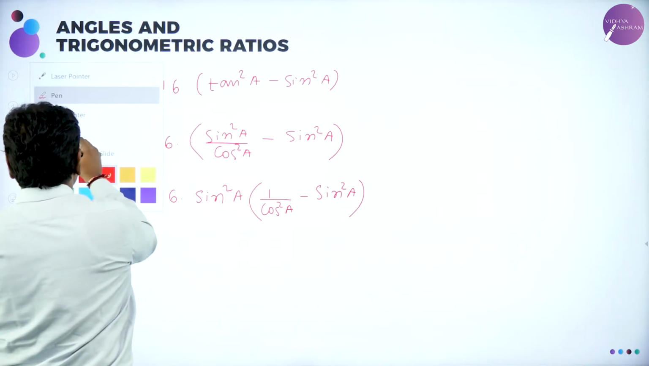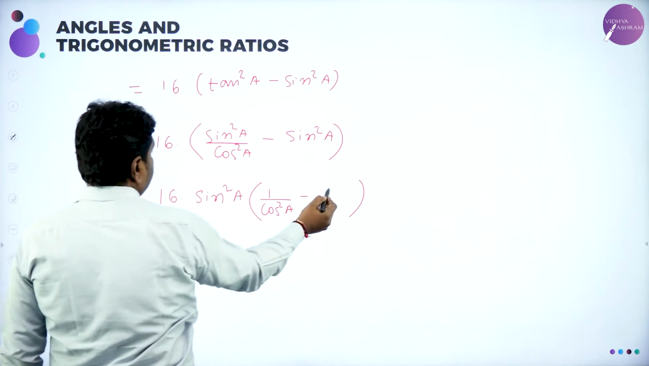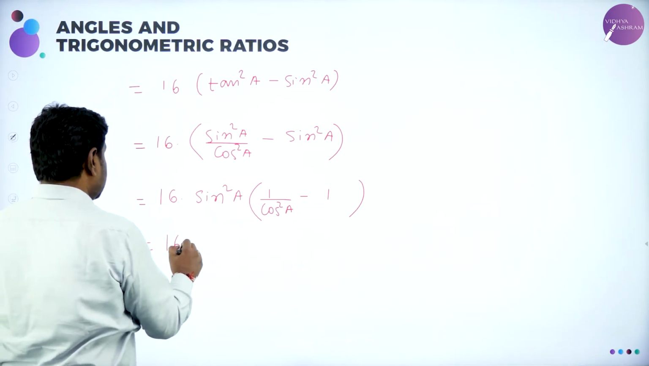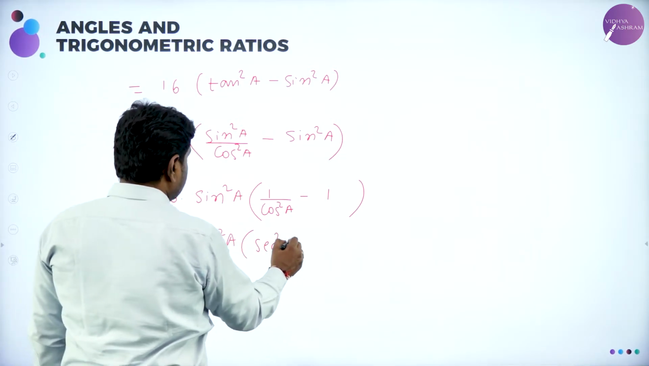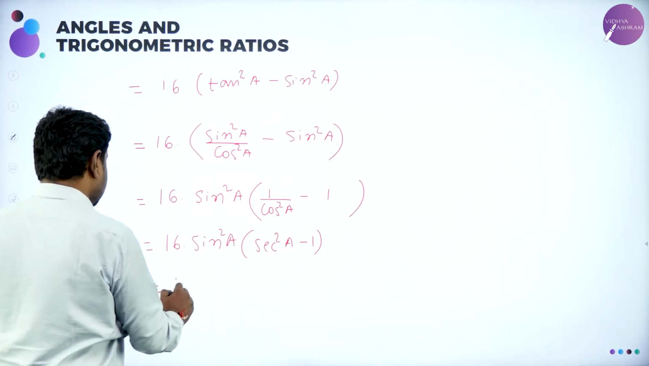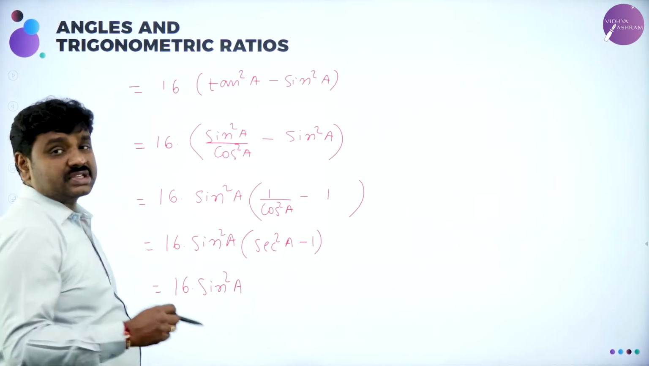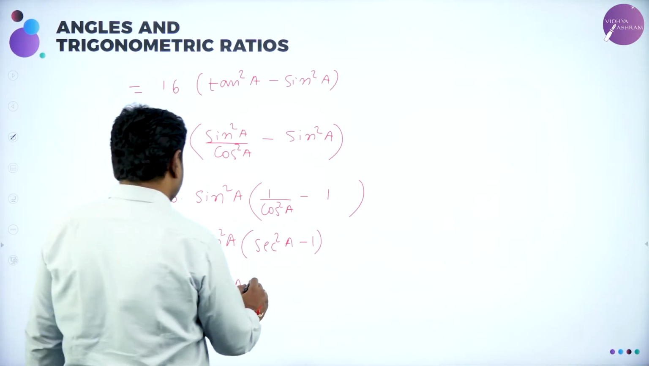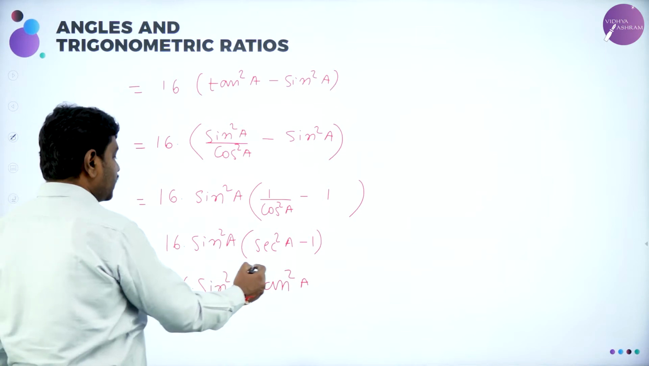Sorry, minus 1 it will be, because I've taken sin square a common. If you take sin square a common, it will be this. So 16 sin square a, you know 1 by cos square a is secant square a minus 1. So that is 16 sin square a into secant square a minus 1, and 1 plus tan square a is secant square a. Secant square a minus 1 is what? Tan square a. So you'll get 16 sin square a tan square a.